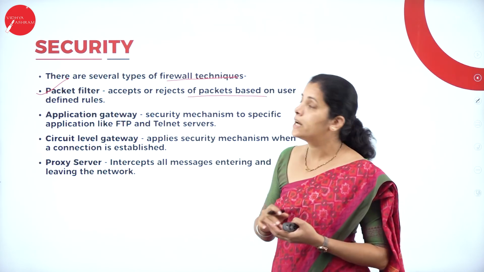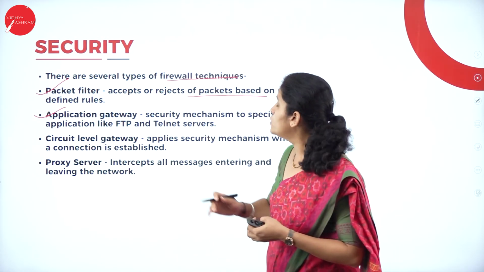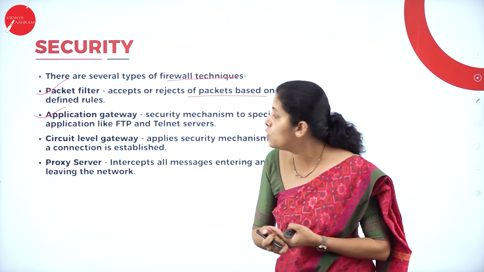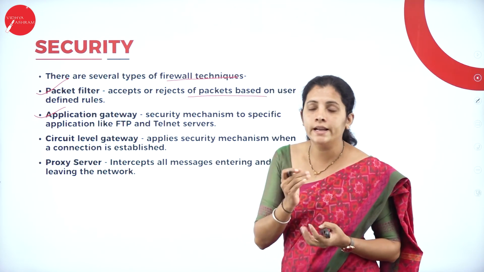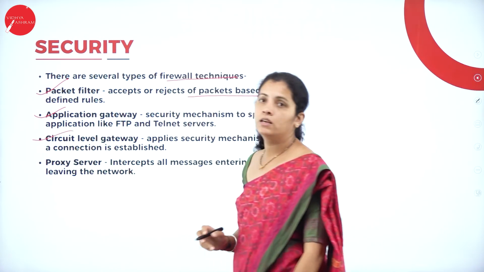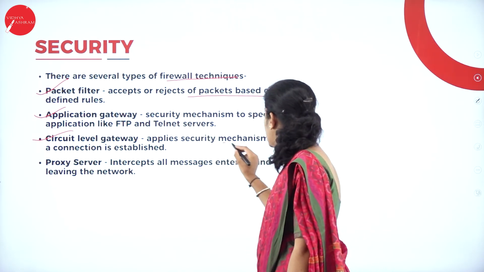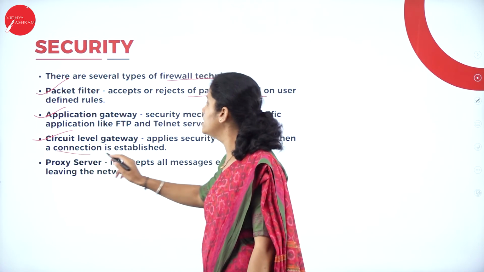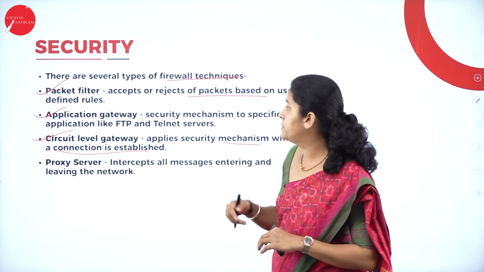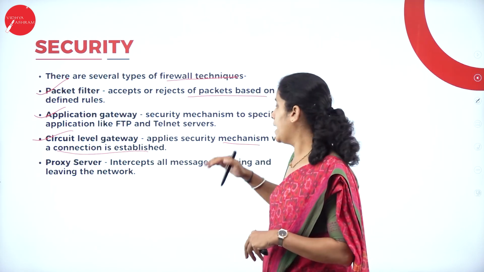Another type of firewall technique here is application gateway. It is mainly based on applications like file transfer protocol and telecommunication network service. Then we are going to have circuit level gateway. It applies security mechanism when a connection is established. That means during the connection establishment, the circuit level gateway security is applied.